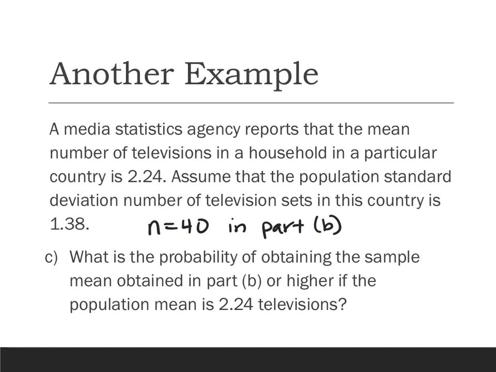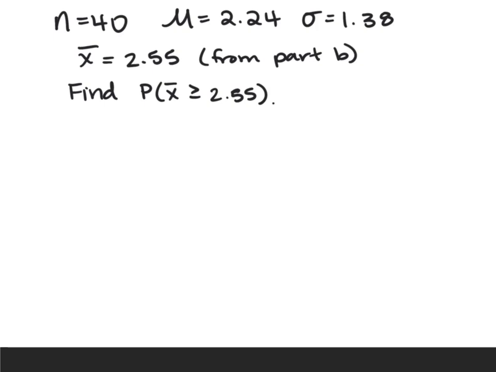So let me go over to a new screen so that I can show you all how we would work this out. All right, so here's all of our information. We know we have a sample of size 40. We know that our population mean is 2.24 televisions. We know that our population standard deviation is 1.38 televisions. And we found the sample mean to be 2.55. That was from Part B.